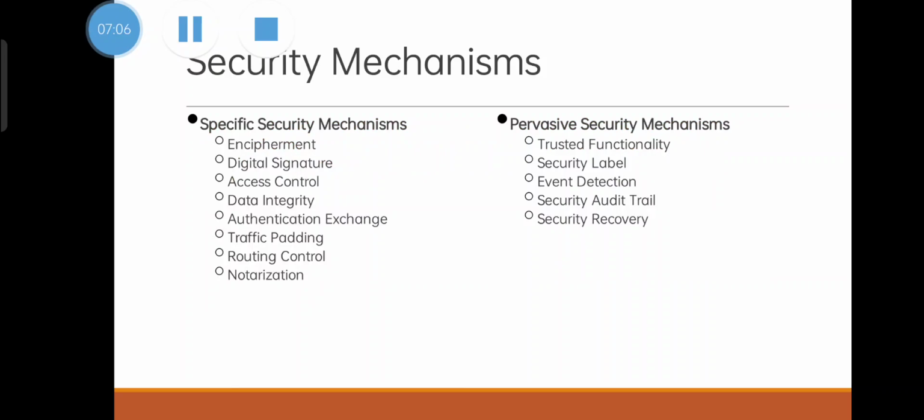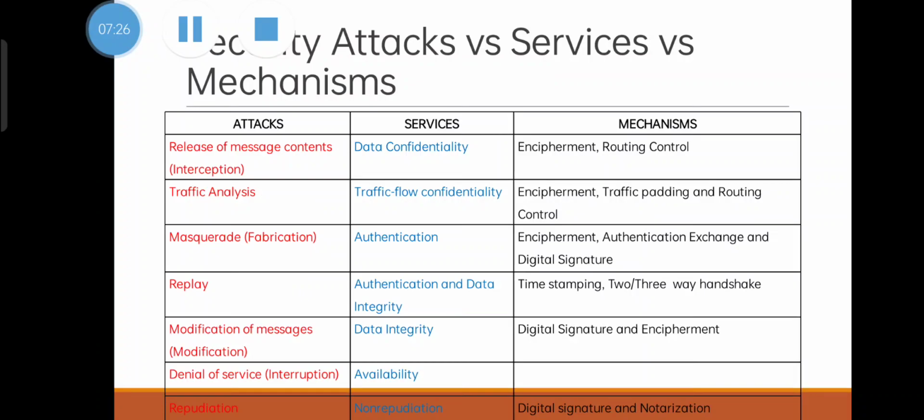Here we have the security mechanisms: encipherment, digital signature, access control, authentication exchange, traffic padding, routing control, and notarization. Pervasive mechanisms are applicable to all: trusted functionality, security label, event detection, audit trail, and security recovery.